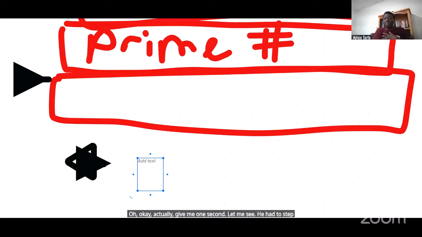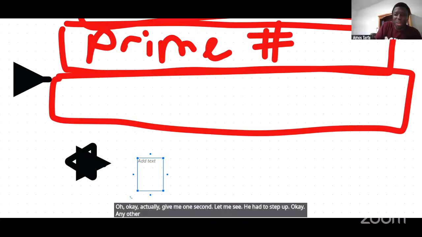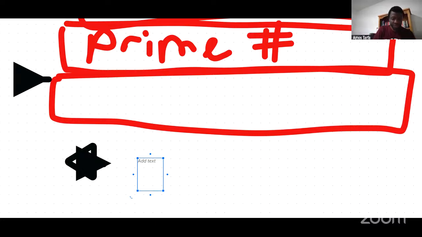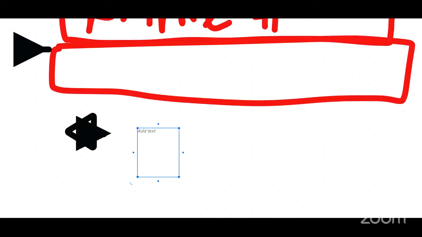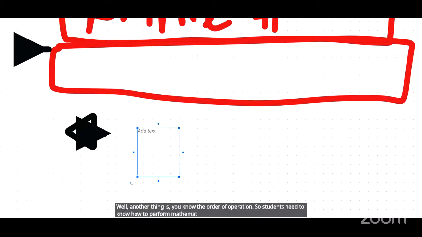Okay. Any other educators that want to jump in? What are some of the foundations you think we need to give? Well, another thing is the order of operations. Students need to know how to perform mathematical operations and then follow them sequentially. So that's another thing that forms a major foundation in mathematics.